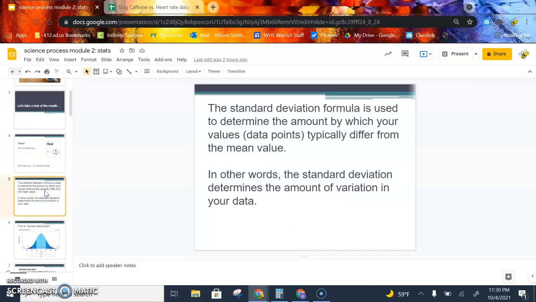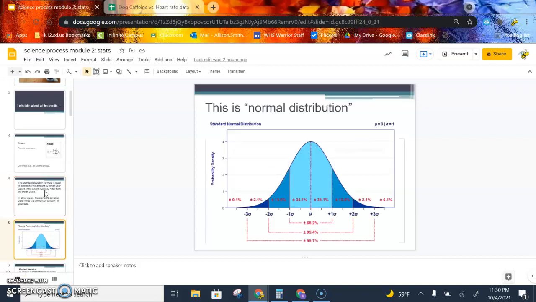The standard deviation is used to determine the amount by which your values, your data points, deviate from the mean or the average. So in other words, we're trying to figure out what is the spread of our data. And so we call this a normal distribution, this kind of bell curve.